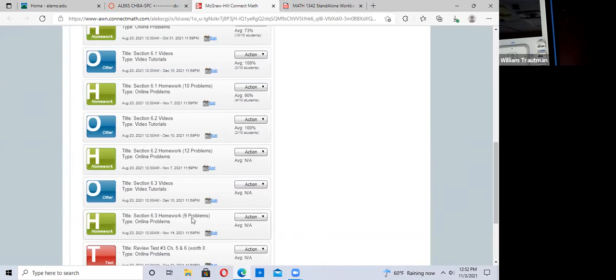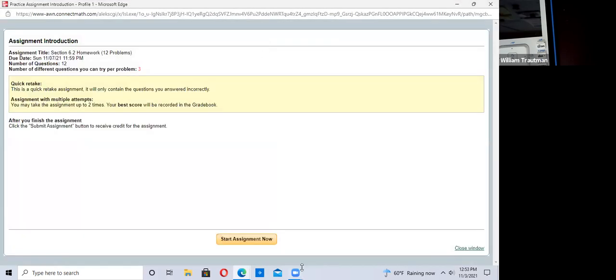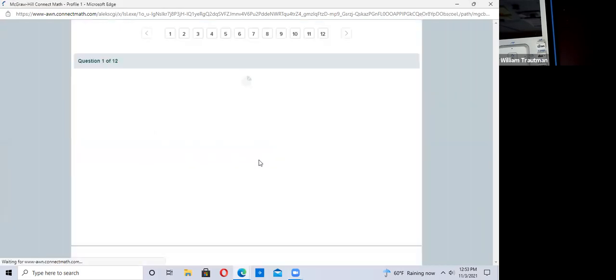Oh, there's a 6.3 in here, but I don't think we're doing 6.3, so I'm going to have to delete that homework. Okay, so let's preview 6.2 homework. There are 12 problems in here. Let's see if it works where you're not finding the Z values, you're just plugging the numbers in.